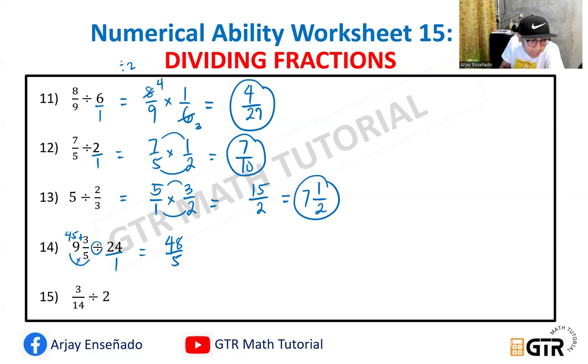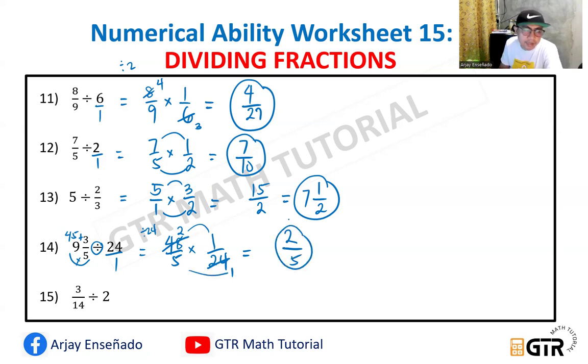So change the symbol from division, magiging multiplication, and then 24 over 1, magiging siyang 1/24. And then 48 and 24 both divisible by 24. Divide natin pareha sa 24. 48 divided by 24, 2 na lang. 24 divided by 24 is 1. So multiply the numerator. So 2 times 1, we have 2. And the denominator is 5 times 1, we have 5. So 2/5 is the final answer.